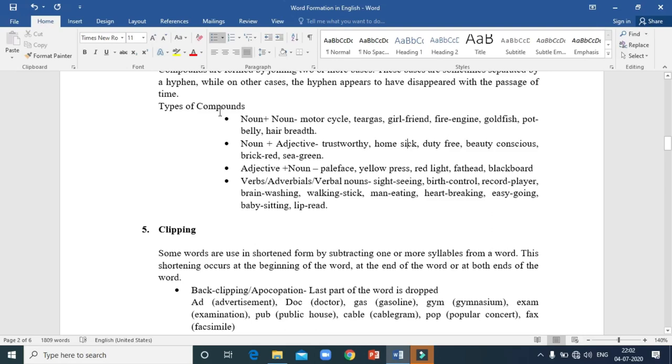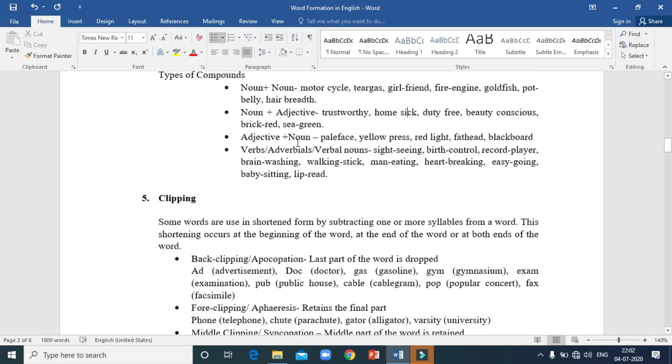And the third category is adjective plus noun compounds. Pale face. Pale is an adjective, face is a noun. Yellow press, red light, fat head, blackboard. These are all examples of adjective plus noun compounds.